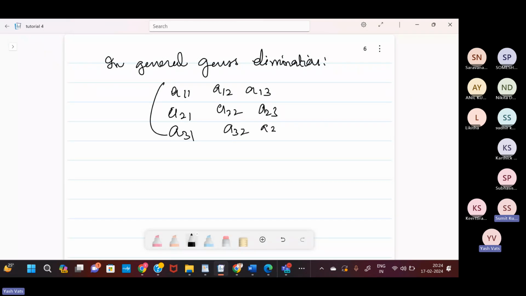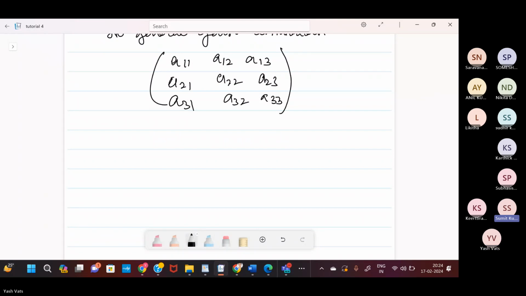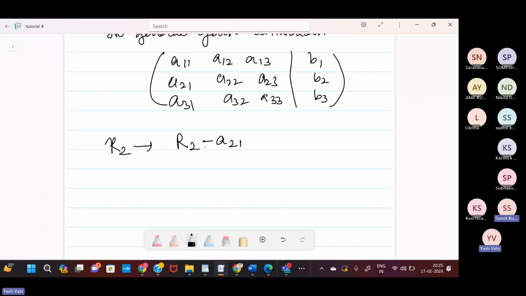Okay, so this is a matrix, right? How do we do in general? Or maybe you can take B1. Tell me, what should I do in the general operation? R2 should be what I have to subtract, right? R2 minus A21 by A11 R1. Is it right? So we are multiplying and dividing.